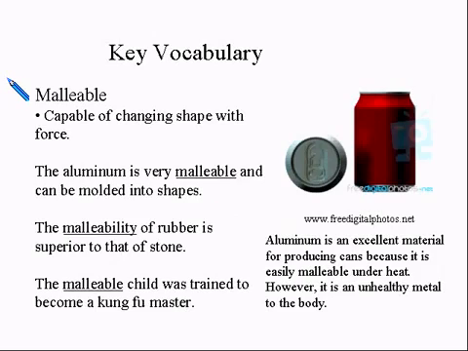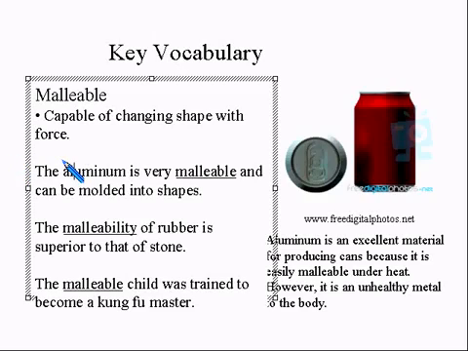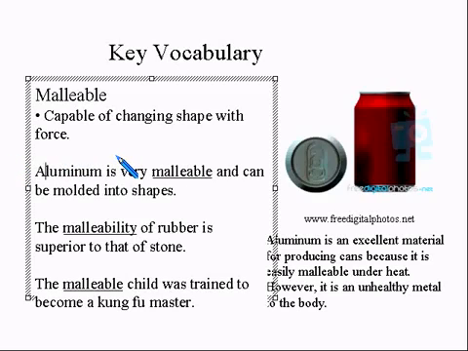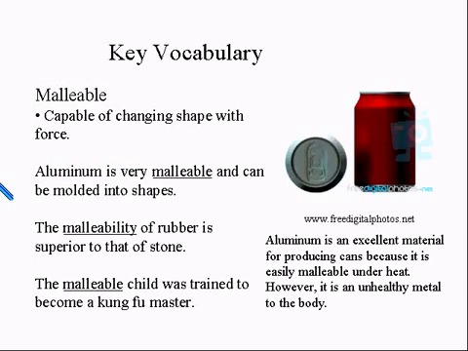Next slide is malleable. Malleable means it's capable of changing shape with force. So you can change the shape by crushing it or heating it. For example, aluminum is very malleable and can be molded into shapes. You can also just say aluminum, not the aluminum. Aluminum is very malleable and can be molded into shapes.